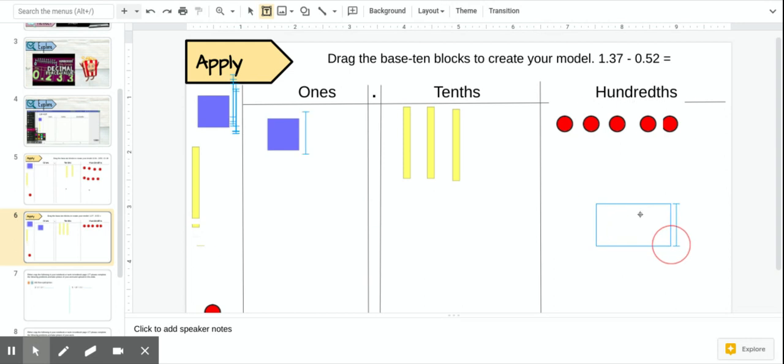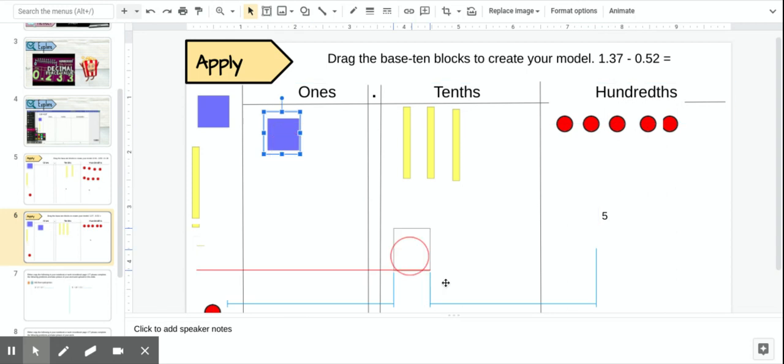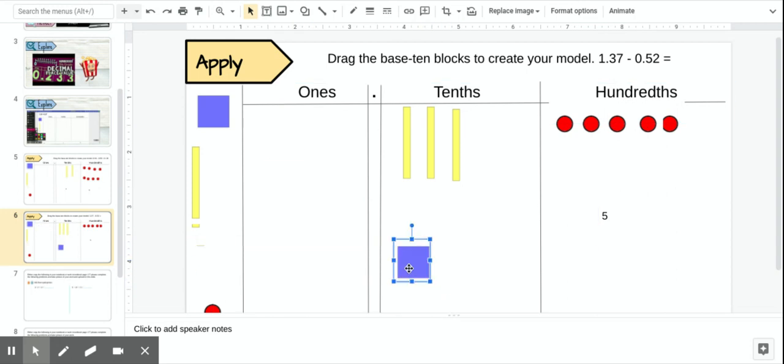Now I'm ready to subtract because I've just built the first number: 1, 3 tenths, 7 hundredths. 1 and 37 hundredths. When we subtract, remember we start in the smallest place value, which means we're starting in the hundredths. So I need to subtract 2. Can I take away 2 from this column? Yes, there's no need for me to regroup because there's enough there.